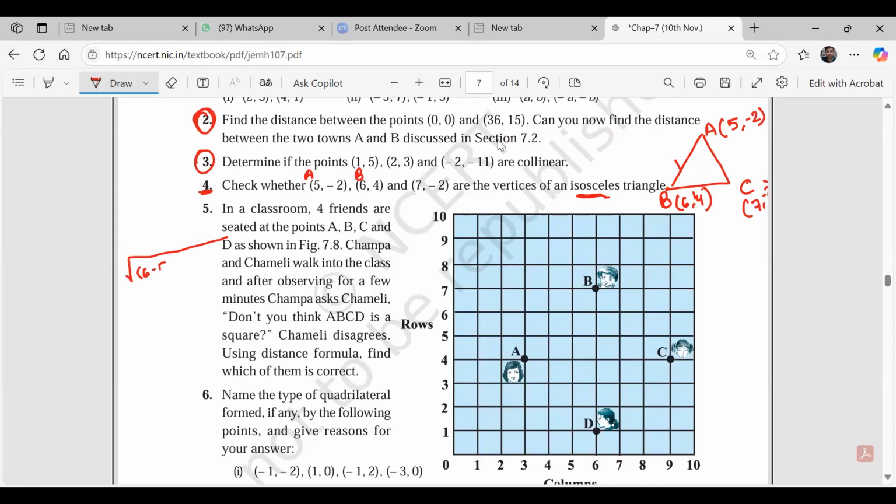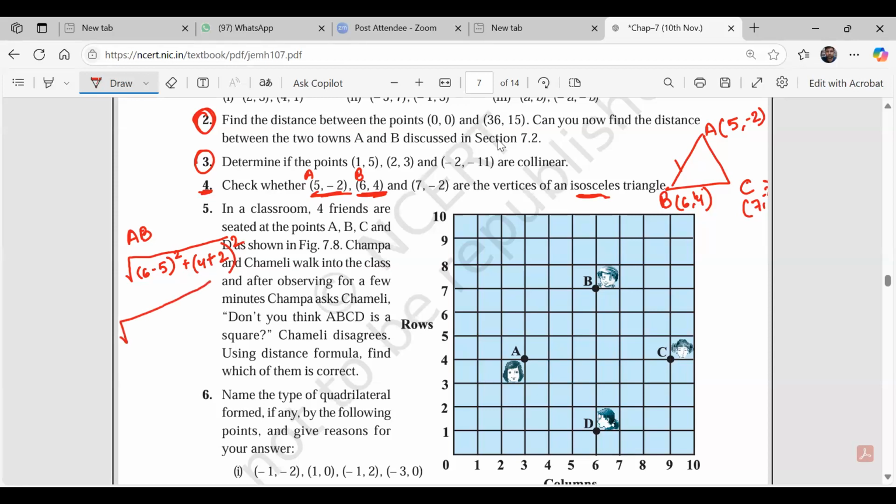x2 is 6, x1 is 5, whole square, plus, I'm talking about the length AB, plus y2. y2 is 4 minus y1, which is minus 2. So minus of minus 2 will be plus 2. Any confusion over here? I'm talking about these two coordinates. You can clearly see I have written x2 minus x1, then y2 minus y1. Since our y1 was also negative, the subtraction sign and the negative 2 combined and became positive. Making sense to all of you?